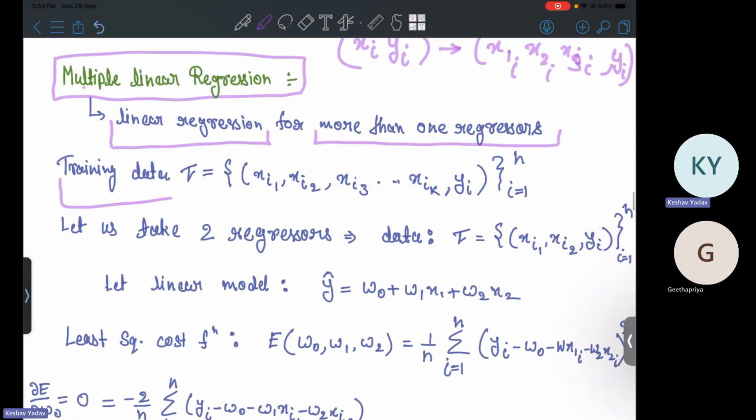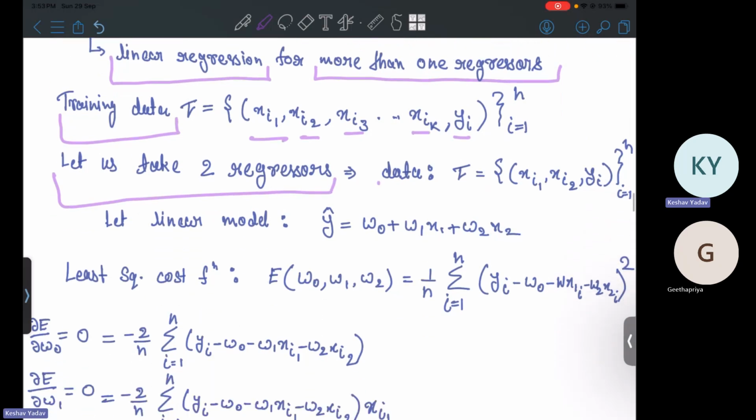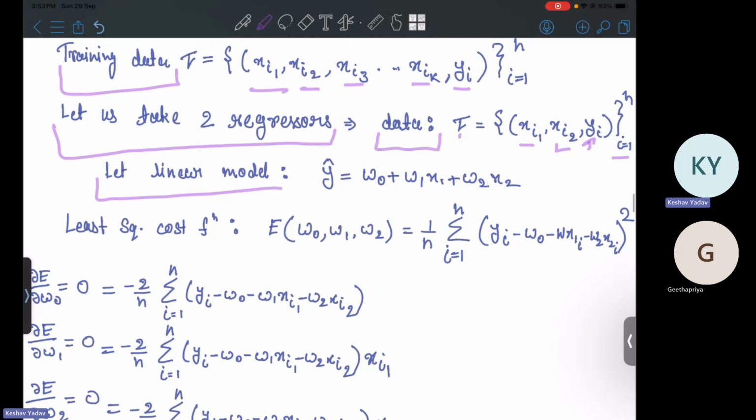So here we can have training data like that. We have K regressors and one response. Let us start with the easiest one, where we have two regressors. We have the data xi1 and xi2 corresponding to which we have response yi, where i goes from 1 to n. So let us assume a linear model: y hat will be equal to W0 plus W1 x1 plus W2 x2. Now what will be the cost function?